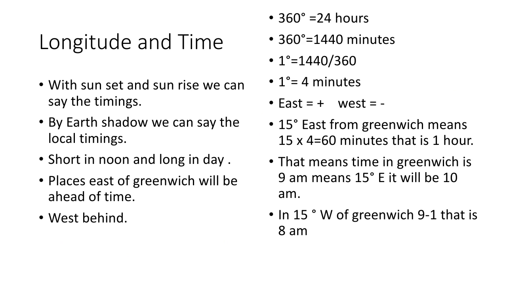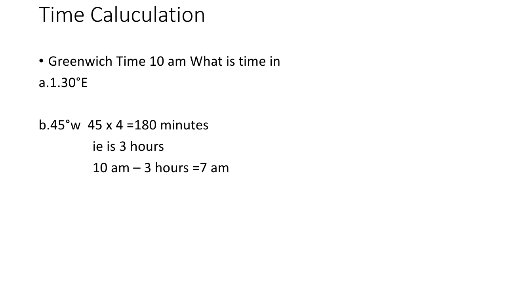What are the things you want to remember? East means you add the timings. West means you subtract the timings. 1 degree equals 4 minutes. These are the things you want to remember before entering into the timing calculation. Here we can see the timing calculation.